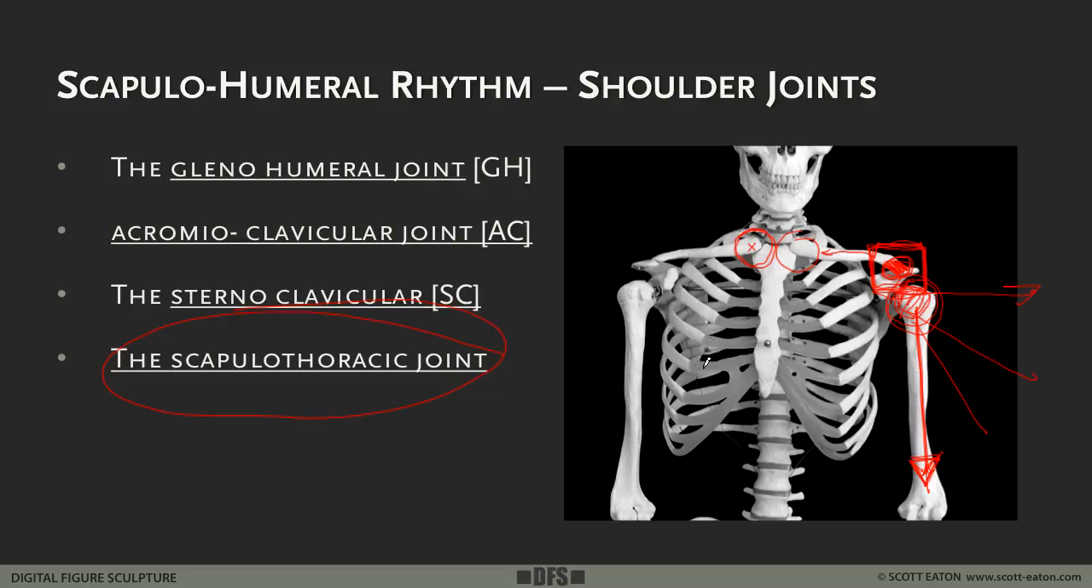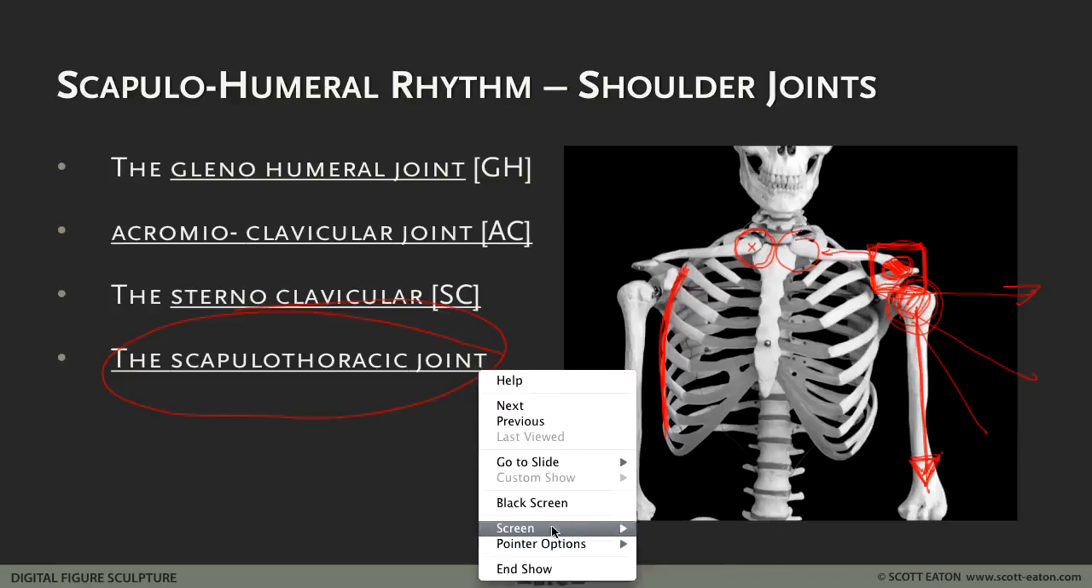And the final joint is not a proper bone-to-bone joint, but the so-called joint of the scapula sliding on the thorax in the back, and we call that the scapulothoracic joint. That is essentially the free rotation and travel of the scapula over the rib cage, because there's no actual bone-to-bone attachment there. Nothing bound with ligaments. It's just muscle pulling this across the rib cage. Okay, so those are the big players in this.